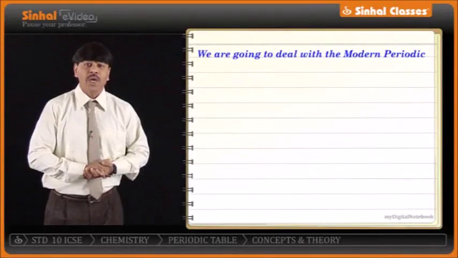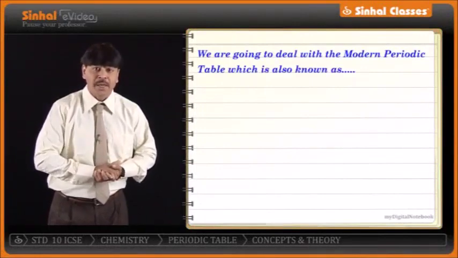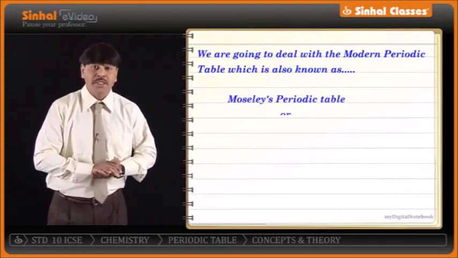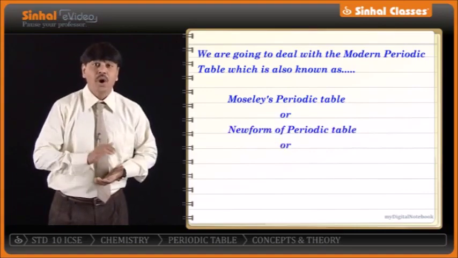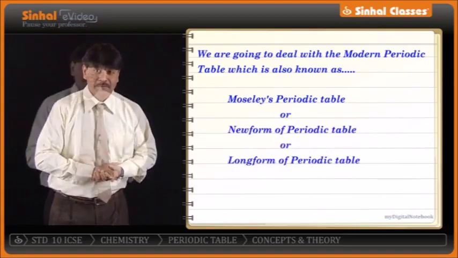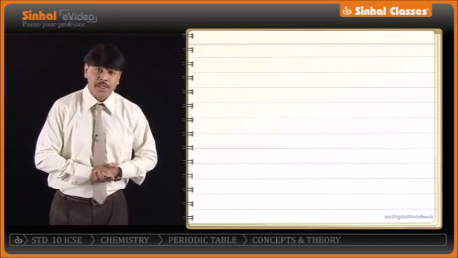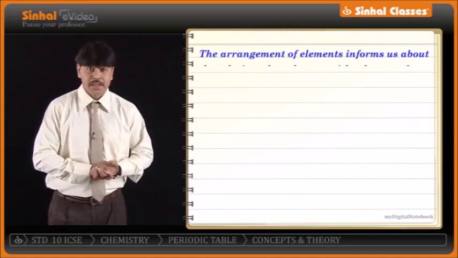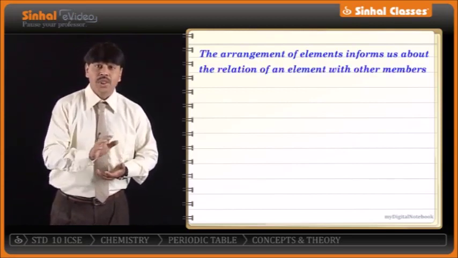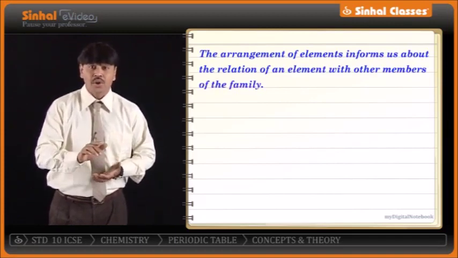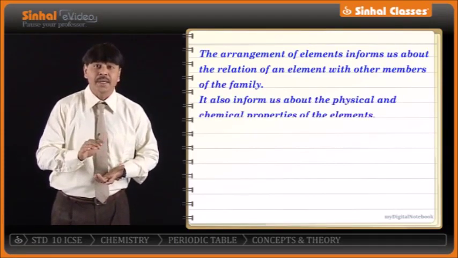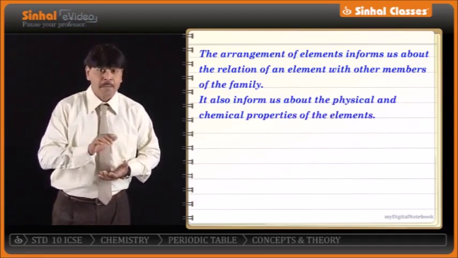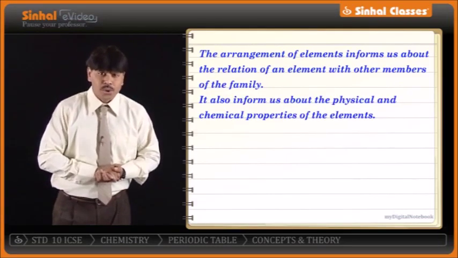In this topic, we are going to deal with the modern periodic table given to us by Moseley, which we also call the modern periodic table or new form of periodic table or long form of periodic table. This periodic table is very useful to us in the sense that the arrangement of elements tells us the relation of an element with other members of the family, or also about the physical and chemical properties, which are very useful to us. So let us study in detail the modern periodic table given by Moseley.